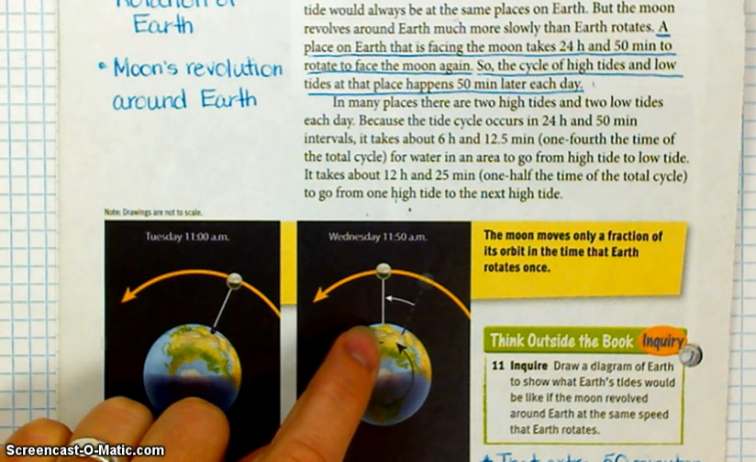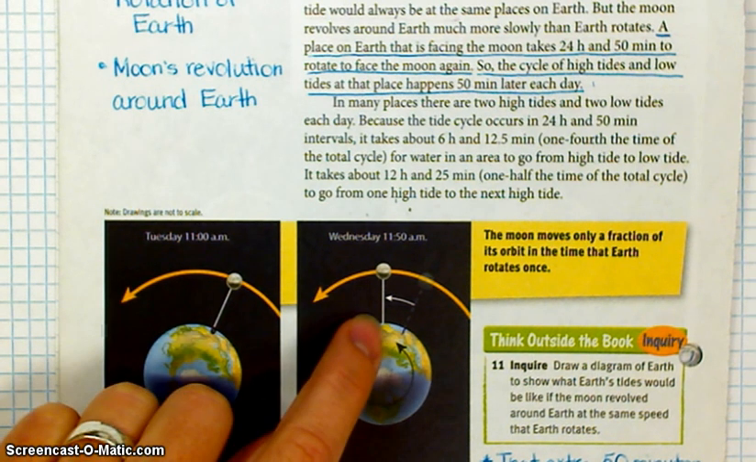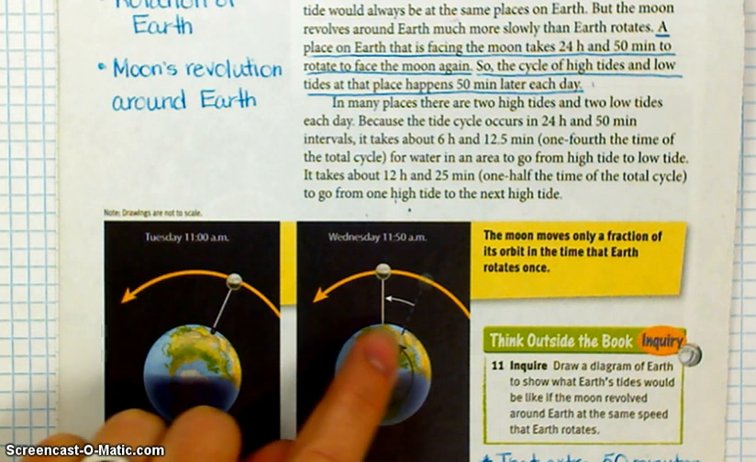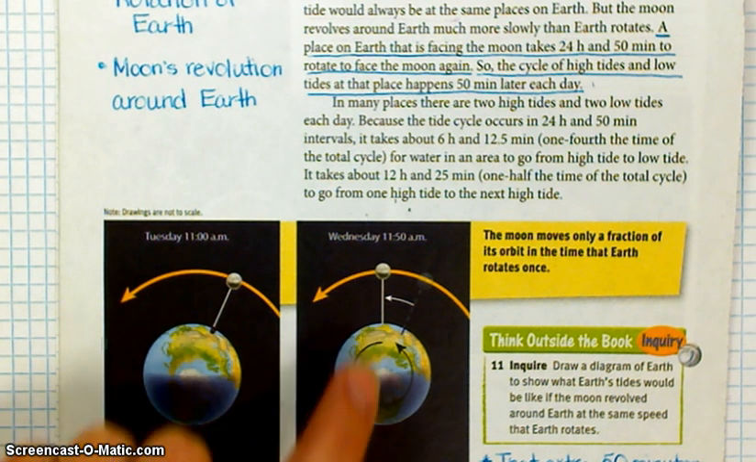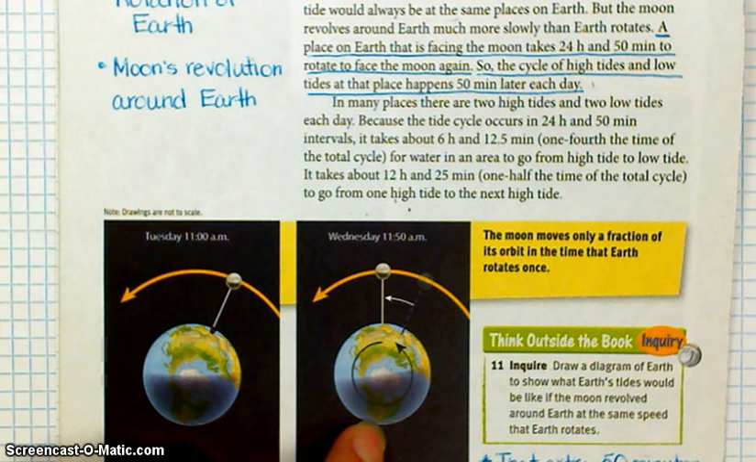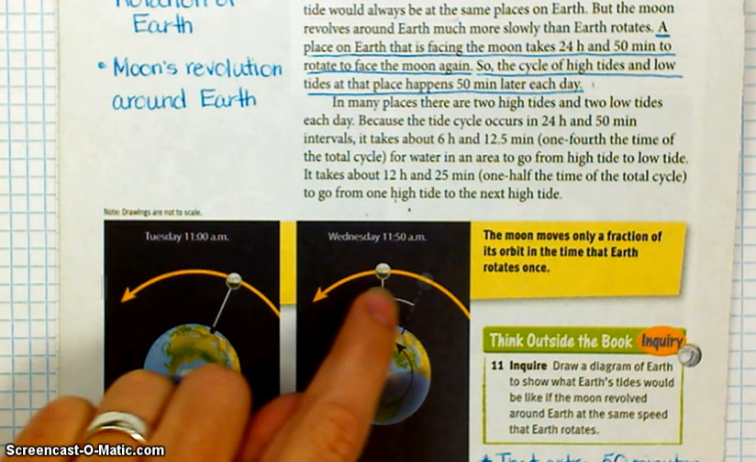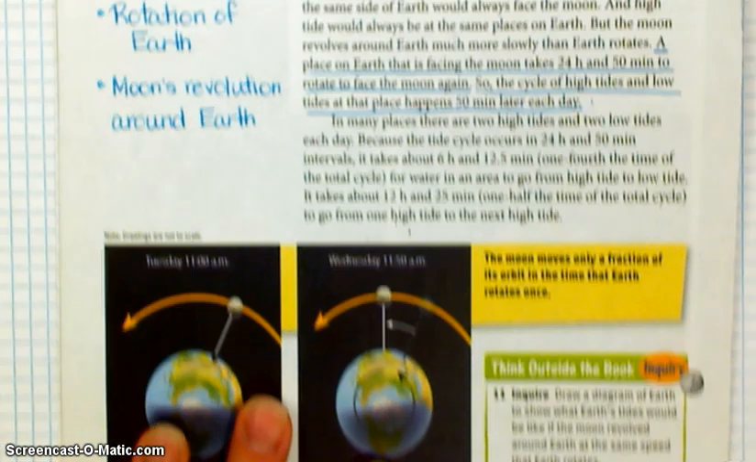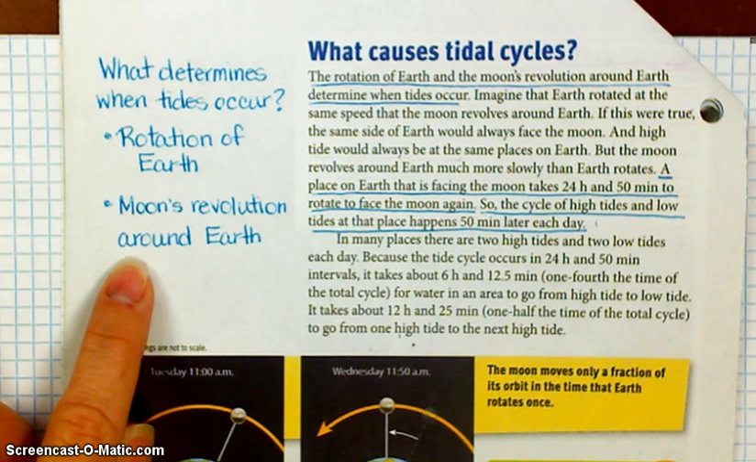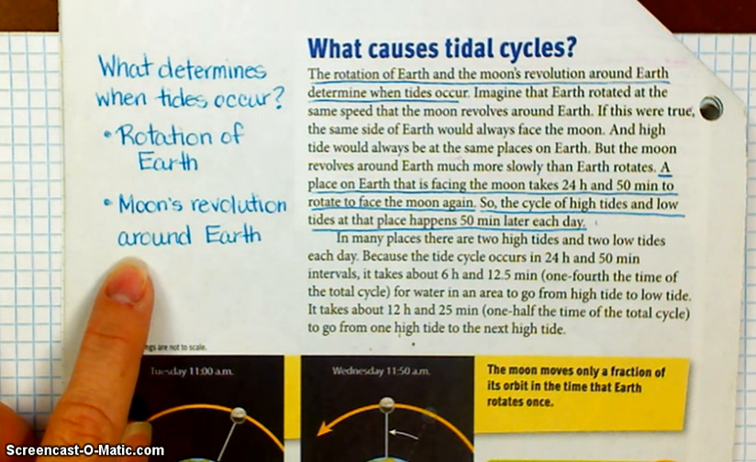Okay? All right. So for instance, if I'm going to talk about where high tides and low tides are occurring, high tide would be here. Another high tide would be down here. Low tide would be at about 90 degrees and 90 degrees. Okay? All right, so what determines when tides occur? The rotation of the Earth and the Moon's revolution around the Earth.